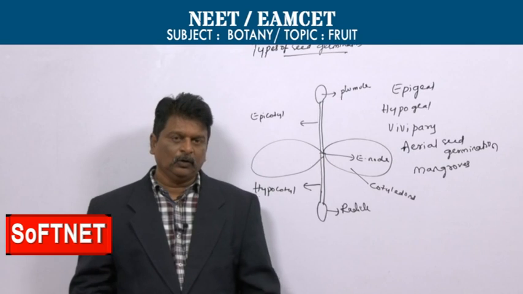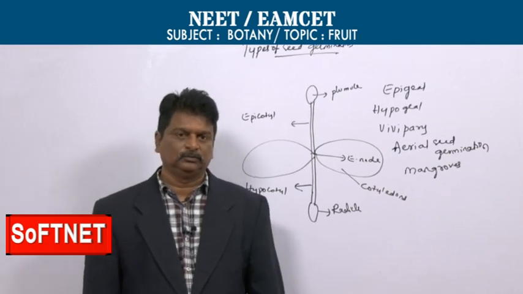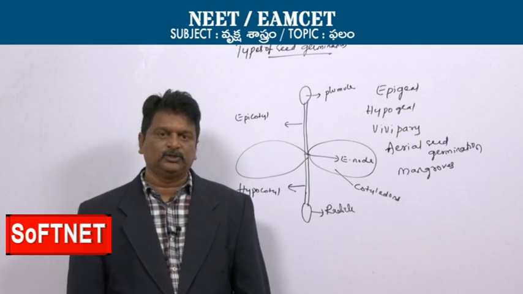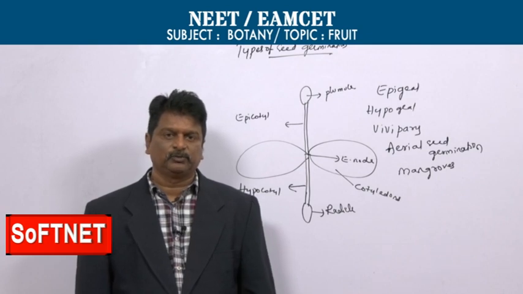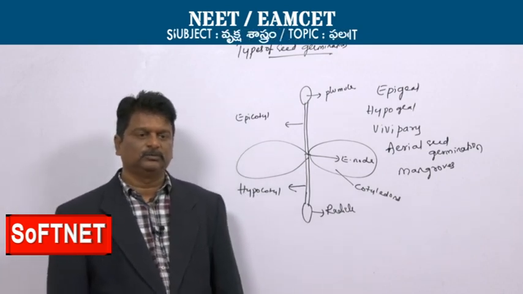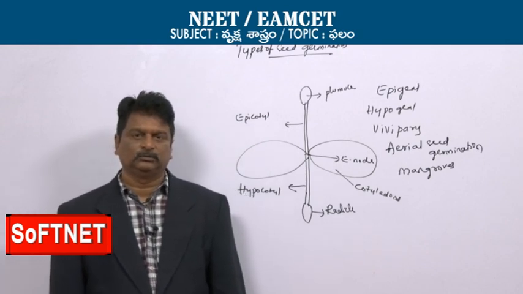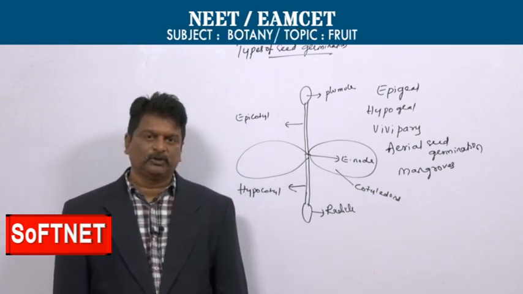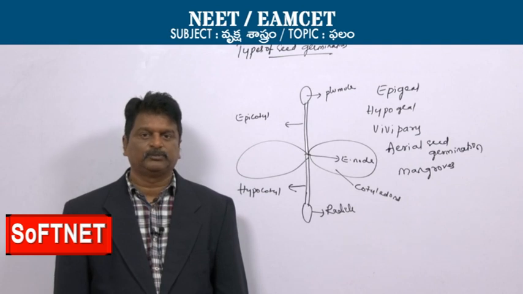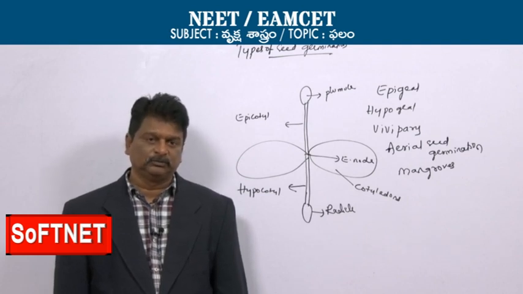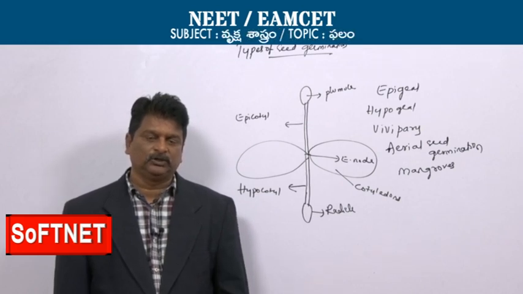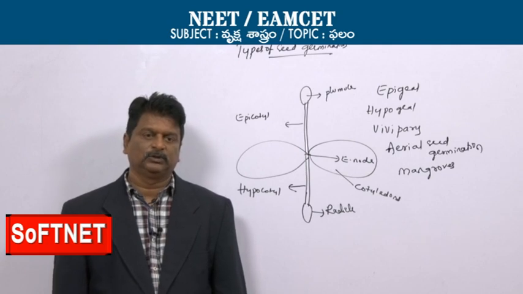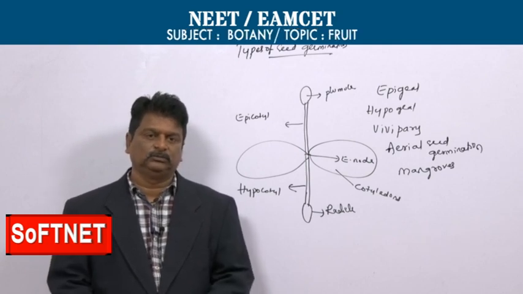Actually, only fruit producing plants are angiosperms. Actually, flowering plants include gymnosperms and angiosperms. But in gymnosperms, carpels are open, so there is no formation of ovary. So fruits are absent. In angiosperms, the carpel is converted into ovary, style, stigma. So in angiosperms, the fruits are formed.